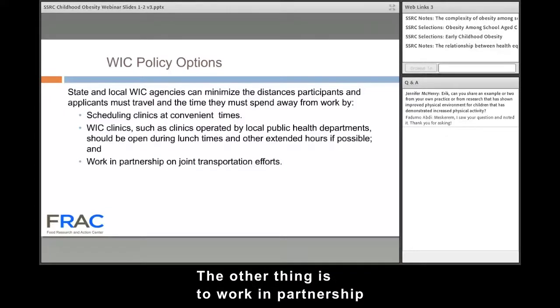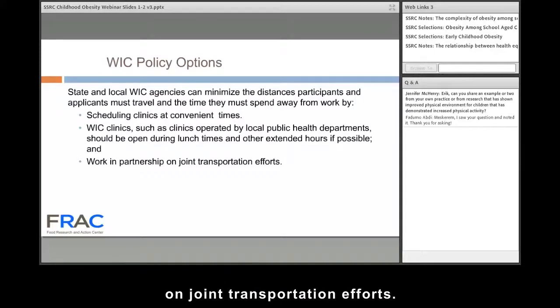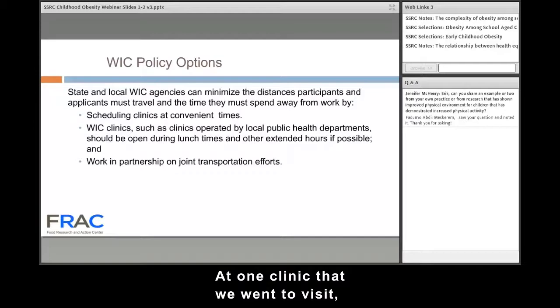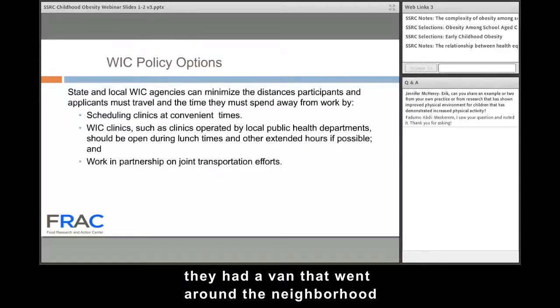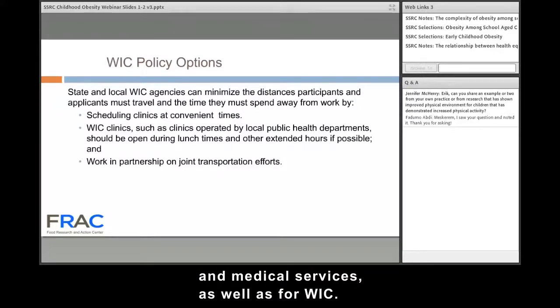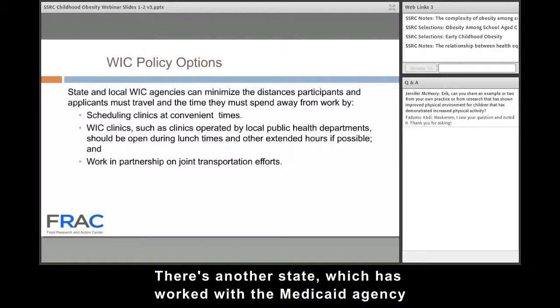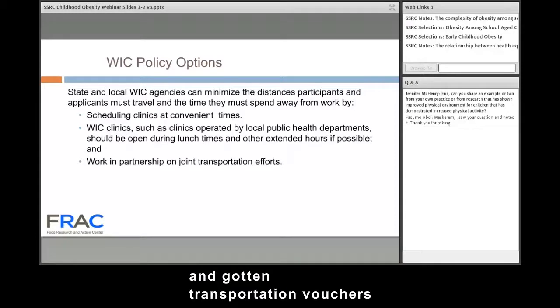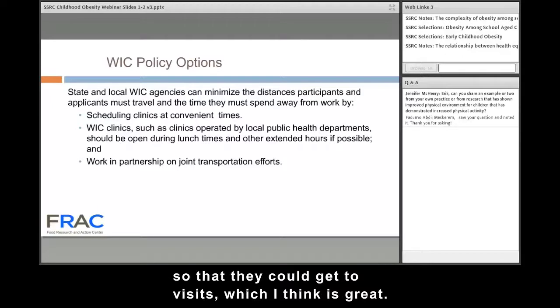The other thing is to work in partnership on joint transportation efforts. At a clinic that we went to visit, they had a van that went around the neighborhood and would pick people up to bring them for MCH and medical services as well as for WIC. There's another state which has worked with the Medicaid agency and gotten transportation vouchers for some of the WIC folks so that they could get to visits, which I think is great.